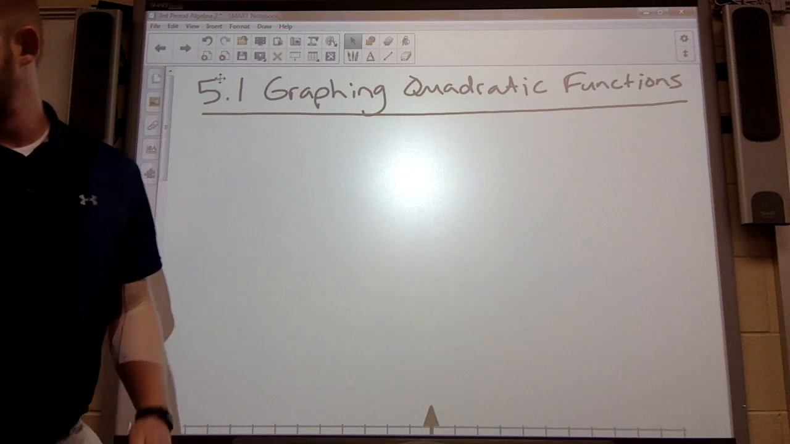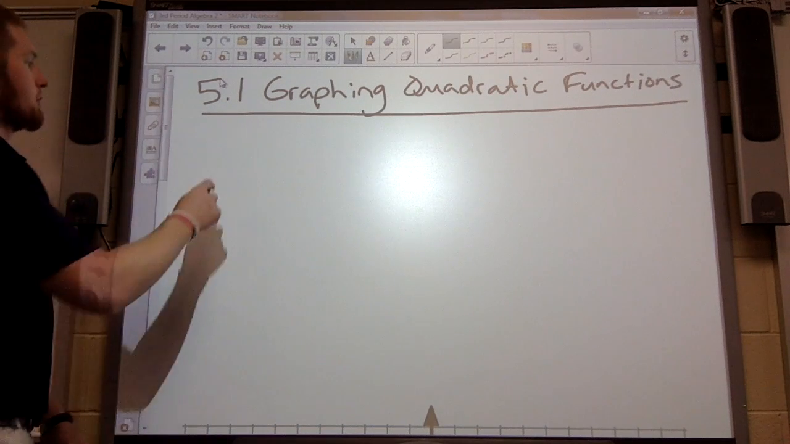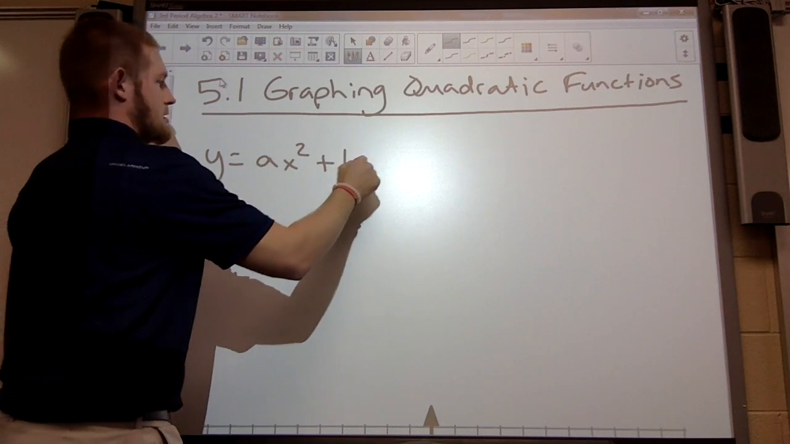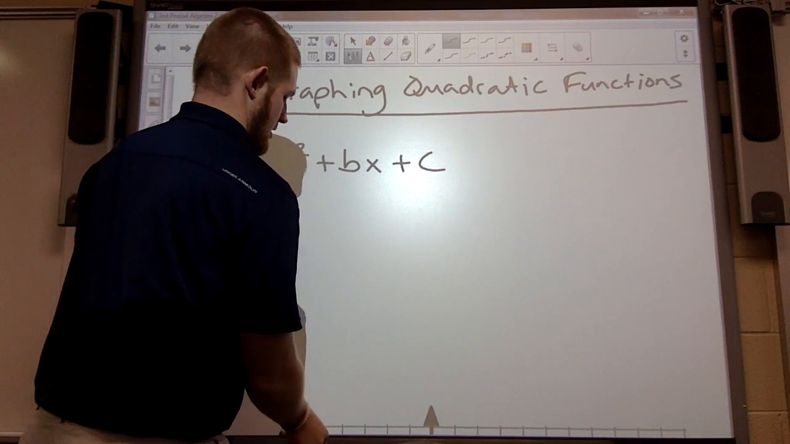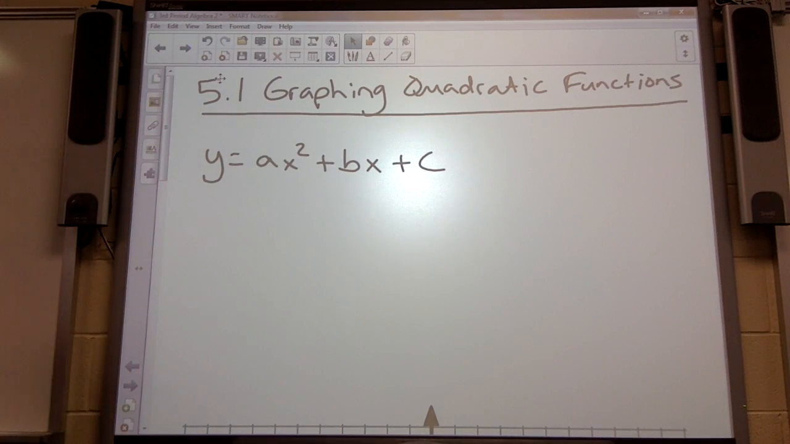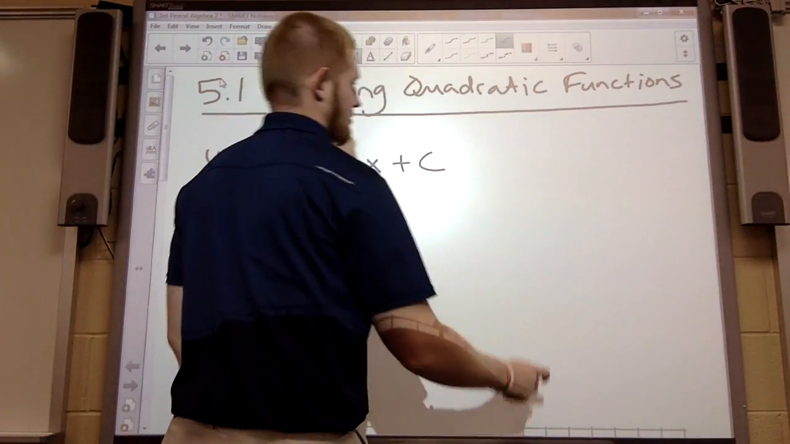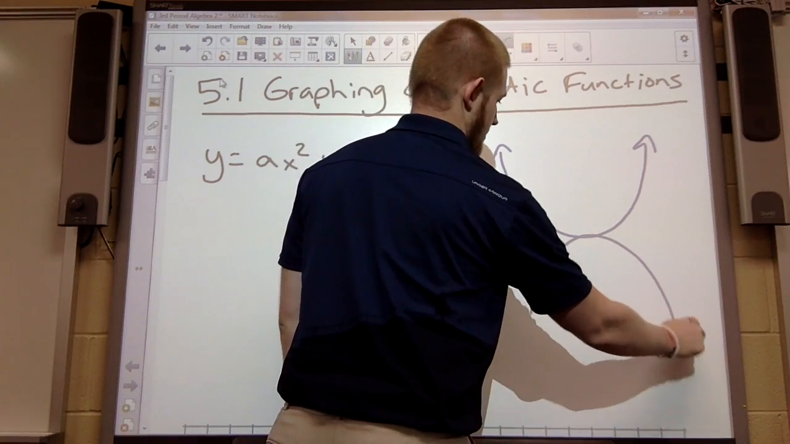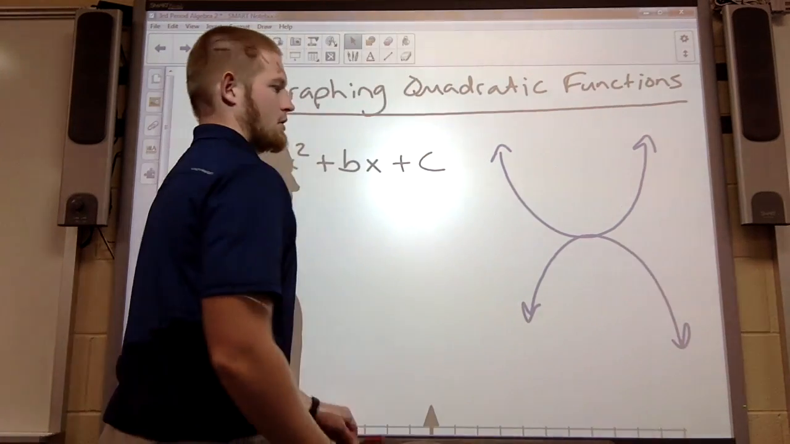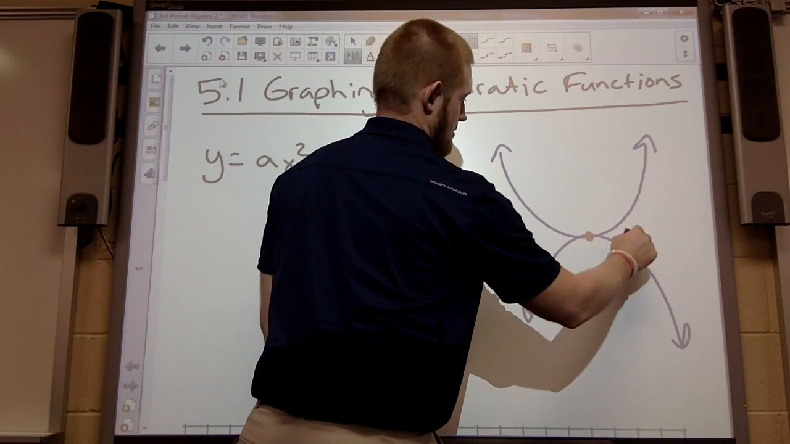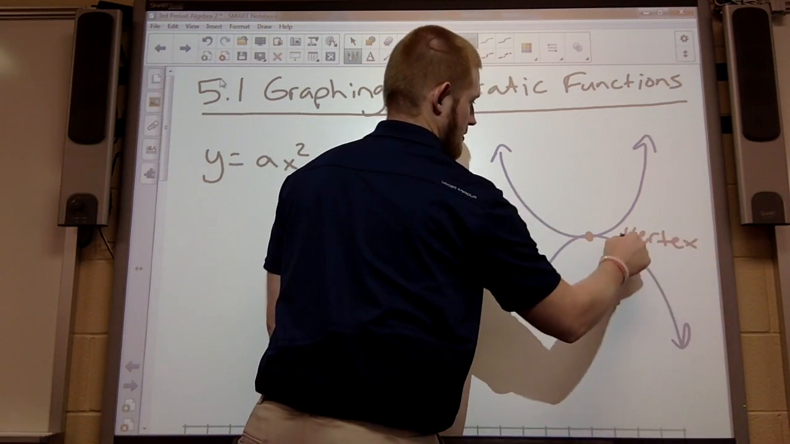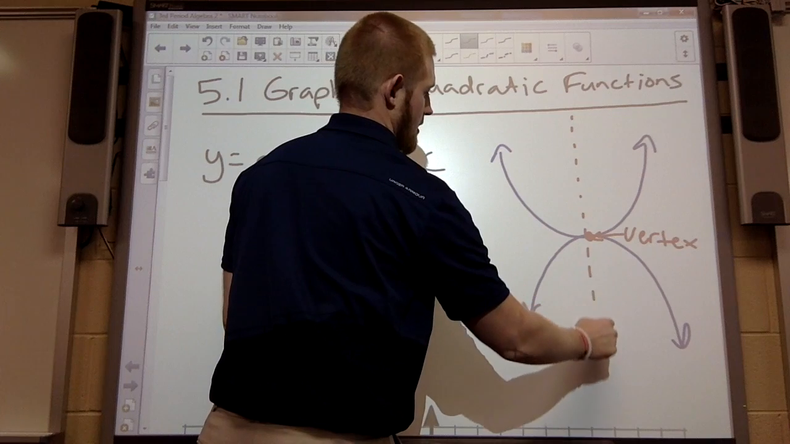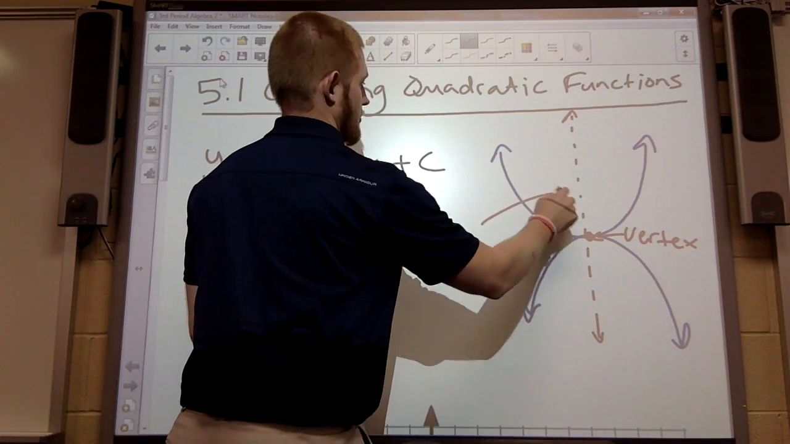The first way we're going to talk about is if it's in standard form, which would be in the form y equals ax squared plus bx plus c. Okay, and no matter what, our graphs are always going to be parabolas, whether it opens up or opens down. Okay, either one of those. Okay, they're going to have a vertex. Okay, one point where it changes directions, and they're going to have an axis of symmetry.